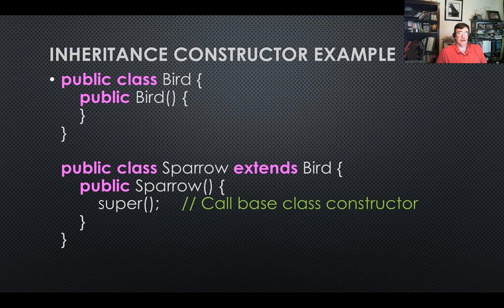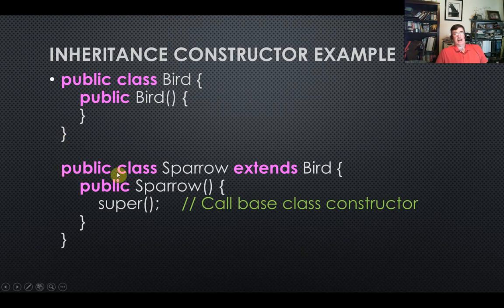So here's an example of inheritance. In this case, I have a class, Bird. Bird is public. Bird has a constructor. I know this method is a constructor because it has the same name as the class itself. And that's it. That's the end of the class declaration.